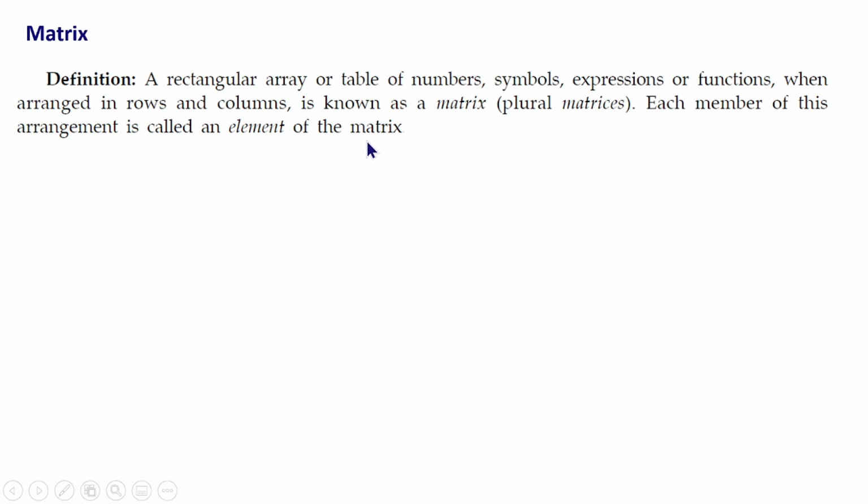Now first we will see the definition of matrix. Matrix, we all know, is a rectangular array or a table of numbers, symbols, expressions or functions, and these are arranged in rows and columns. So this way of arranging numbers, symbols, expressions or functions in rows and columns is known as a matrix. Matrix is a singular form. The plural form is matrices. And each member of this arrangement is called an element of the matrix.